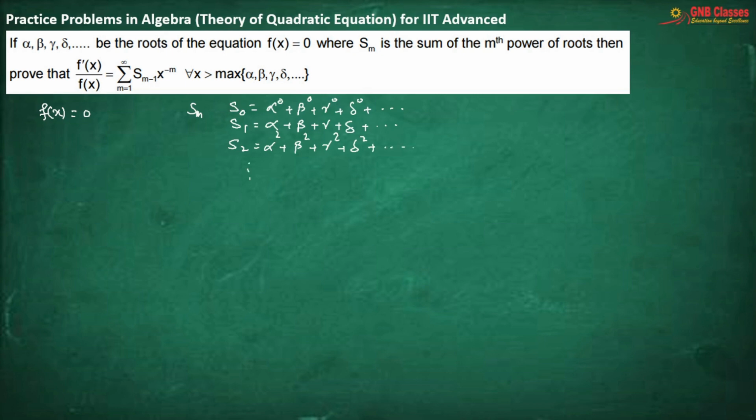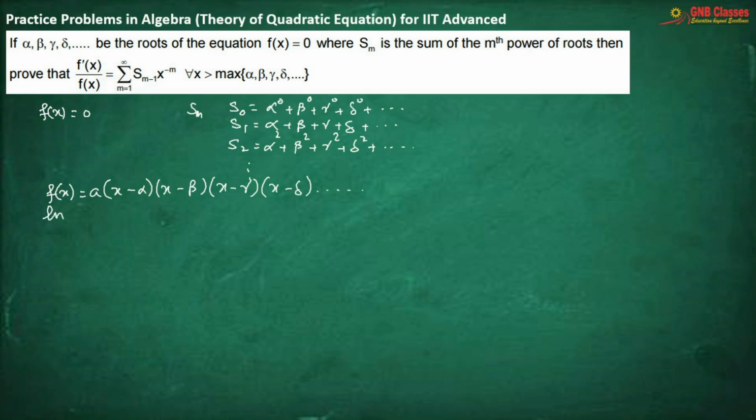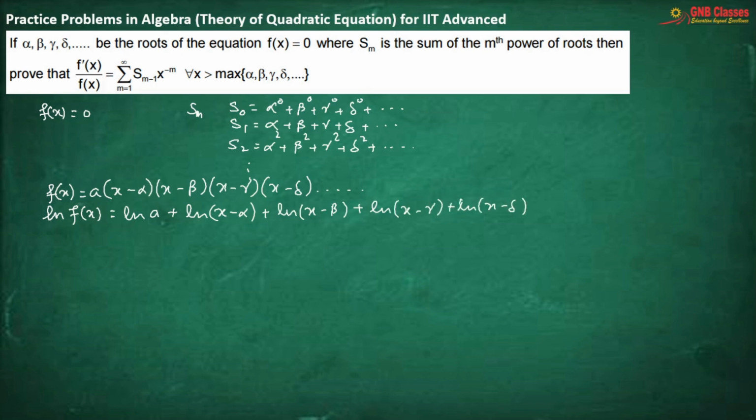Now, say f(x) is a polynomial having the roots alpha, beta, gamma, and delta. So, I can write f(x) as a times (x minus alpha)(x minus beta)(x minus gamma)(x minus delta), and so on. So, if I take log on both sides, we are getting ln a plus ln(x minus alpha) plus ln(x minus beta) plus ln(x minus gamma) plus ln(x minus delta) and so on.